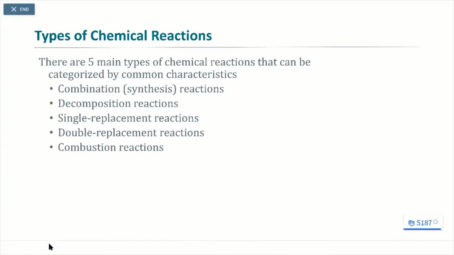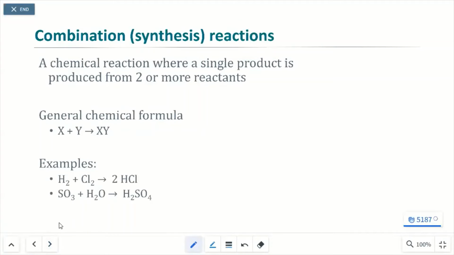So let's start first with the combination reaction. In a combination reaction, we have a single product being formed from 2 or more reactants. So generally speaking, we've got 2 reactants, sometimes more, forming a single product. Common examples of those would be things usually forming larger molecules out of smaller ones.